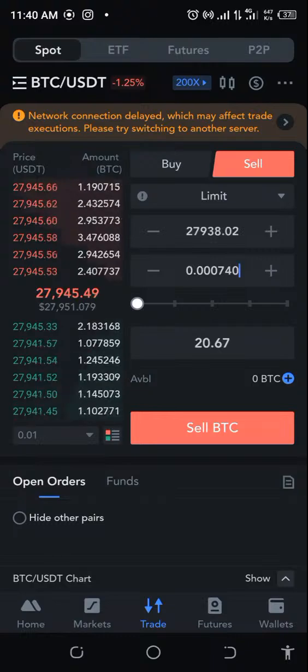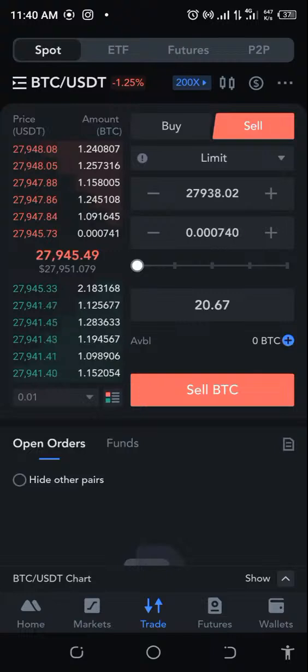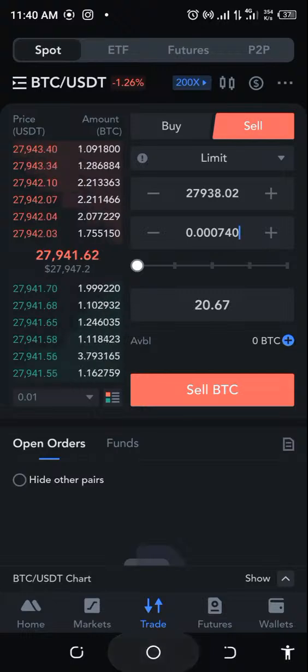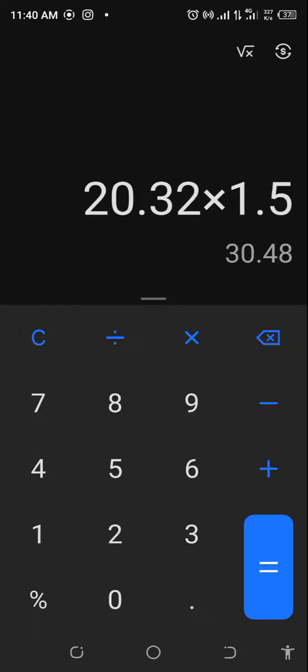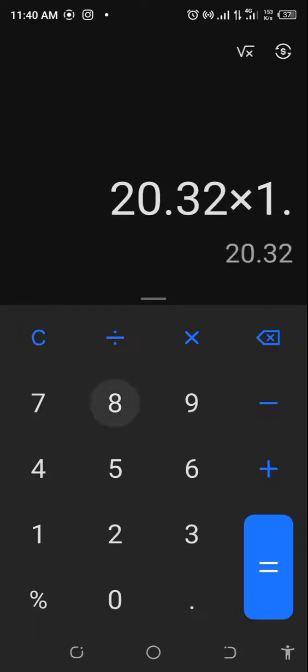Oh, we get 20.67. Looks good, from 20.32 to 20.67. It's probably about 35 cents more, which is cool. So if I check the percentage, what will that give me? 20.32 times, let's say, 1.5. What's that giving me? Oh, it's more than 1.5, it's 1.8.